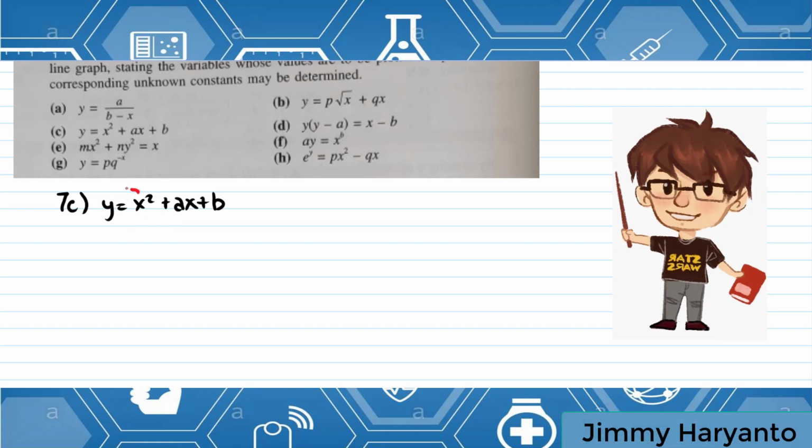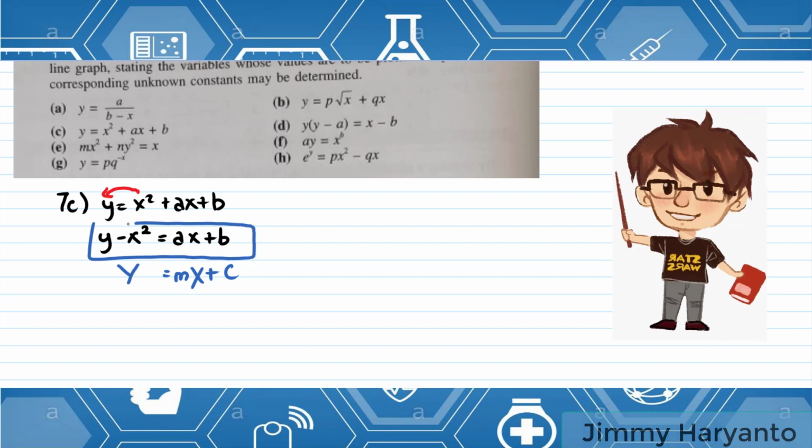So it's better you move the x squared to the left side, so it will become y minus x squared equals ax plus b, and this one is already similar to y equals mx plus c, right? So we have to plot y minus x squared for the y-axis and x for the x-axis, and then we have to explain what a and b are. A is the gradient and b is the y-intercept. There you go, 7c.